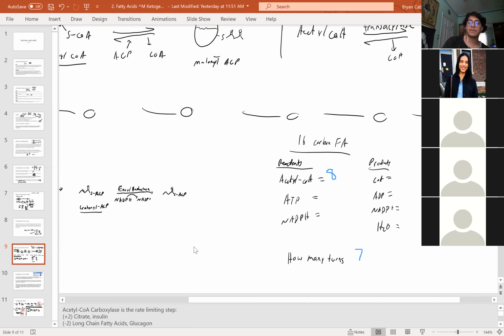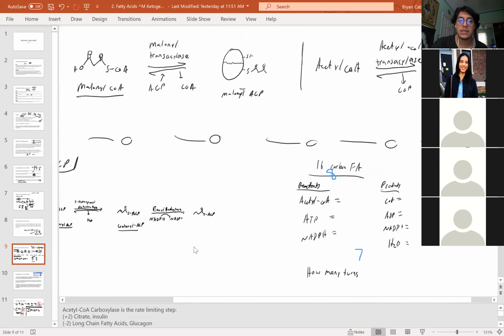Okay, so it's time. It's 3:25. All right, so Ashley was correct. You're going to need 8 acetyl-CoAs for a 16 carbon fatty acid, simply because a single acetyl-CoA is 2 carbon groups. If you need 16 carbons, you need 8 two-carbon groups. 8 times 2 is 16.